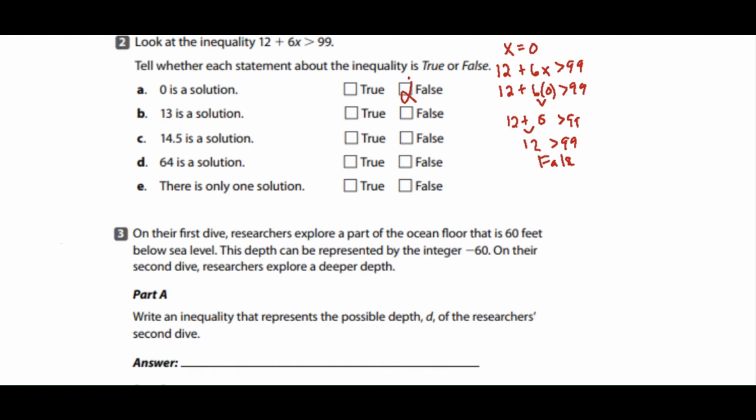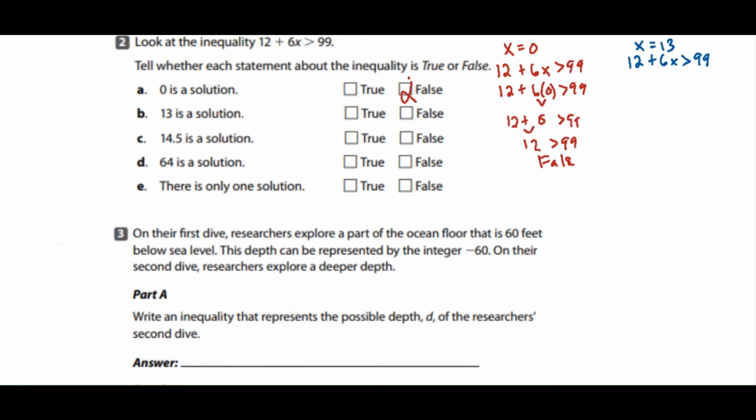All right, so let's go ahead and do 13. So I need to multiply 6 times a number much higher than 0. So let's go to the next number, 13. I'm going to put x equals 13 here. I'm going to write my formula, which is 12 plus 6 times x is greater than 99. And I'm going to substitute 13 in for x.